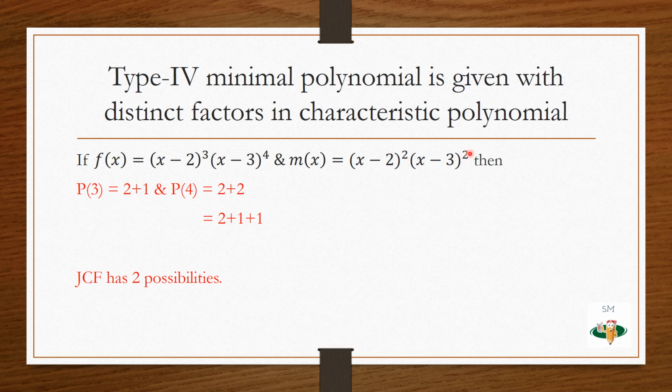So here also, for the factor x minus 3 whole power 4, we need to find P of 4. For that we have to consider this 2, therefore P of 4 is equal to 2 plus 2 and 2 plus 1 plus 1. There is no other possibility. Remaining possibilities do not exist here, so we need to avoid those cases. So here P of 3 contains only one possibility and P of 4 contains two possibilities. Therefore 1 into 2, we have totally two possibilities for the JCF, that is Jordan canonical form.